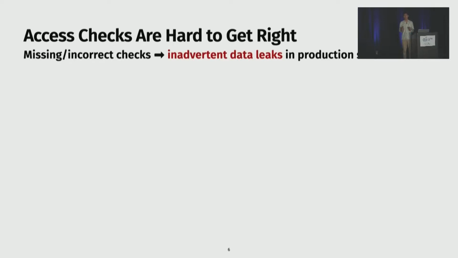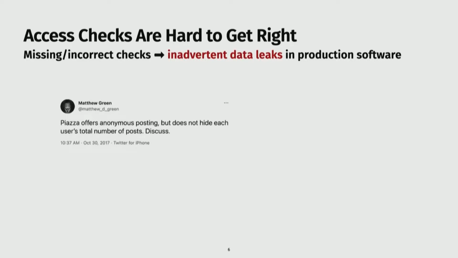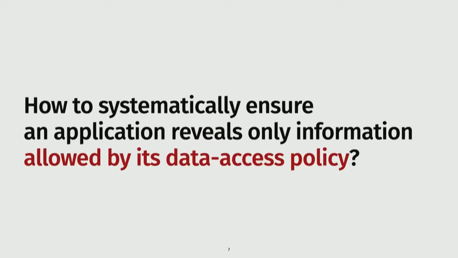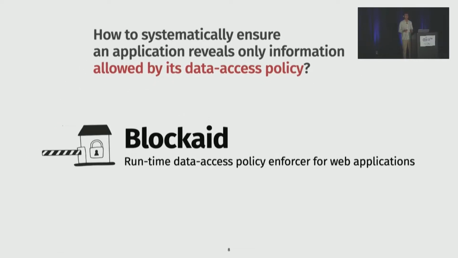Unfortunately, these access checks are hard to get right, and missing or incorrect access checks have led to inadvertent data leaks in many production software, like the Piazza Forum or the Hotcrop conference management system. So the question we ask is, how can we systematically ensure that an application reveals only information allowed by its policy? To answer this question, we built Blockaid, a runtime data access policy enforcer for web applications.